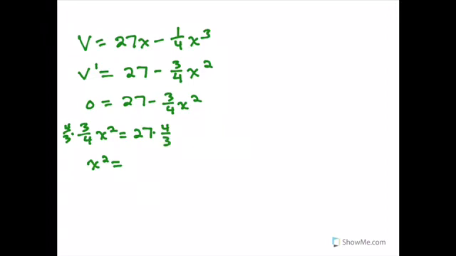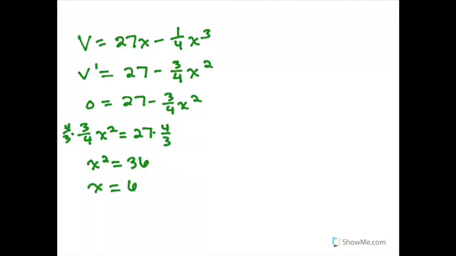And when I do that, I get x squared equals 36. Okay, 27 divided by 3 is 9, and 9 times 4 is 36. So x equals what? Plus or minus. It would be plus or minus 6, right? But we're talking about a dimension of a box, so we only want the positive. So we're just going to say it's positive 6, and that's in inches.